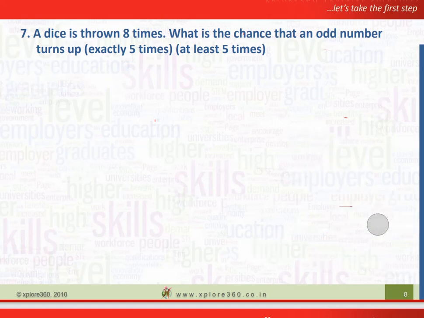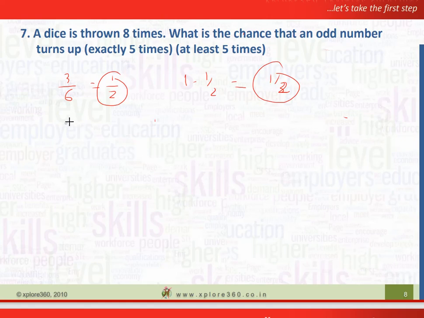The question says a dice is thrown 8 times. What is the chance that an odd number turns up? Very easy question. Odd number turning up is 3 by 6, since there are 3 odd numbers, so that equals 1 by 2. That is the favorable condition, and 1 minus 1 by 2 is unfavorable, which is also 1 by 2. Now I'll have to utilize the binomial theorem formula.